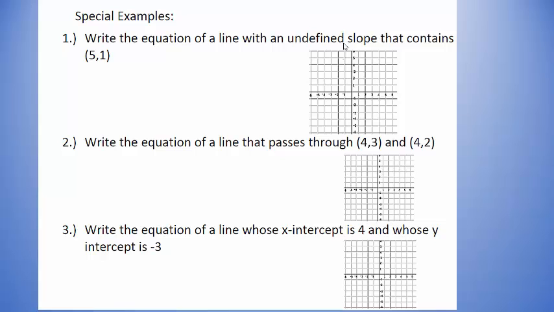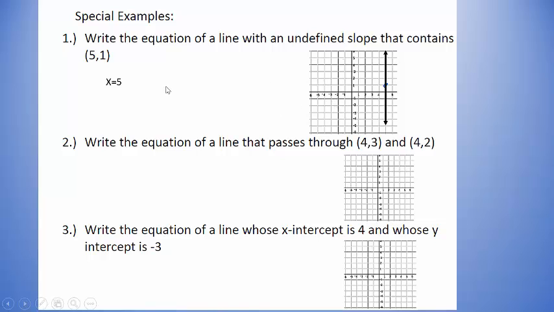So I'd like for you to think of it from a graphical standpoint. You know it has to go through the point (5, 1). An undefined slope would mean a vertical line. So they want the equation of this line right here. Anytime you have a vertical line, we're going to use the letter x. In this case, x equals 5.